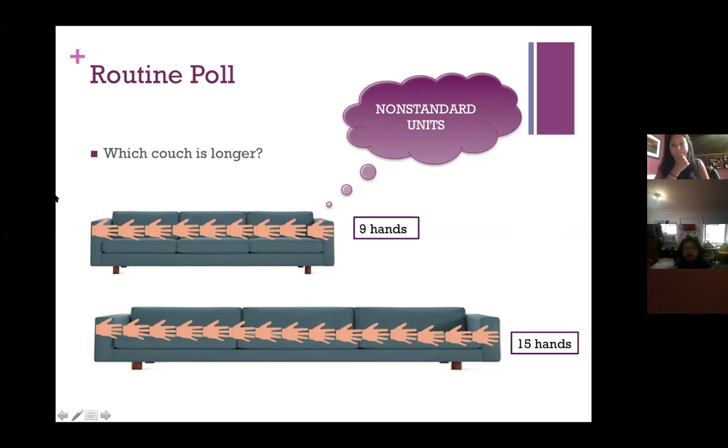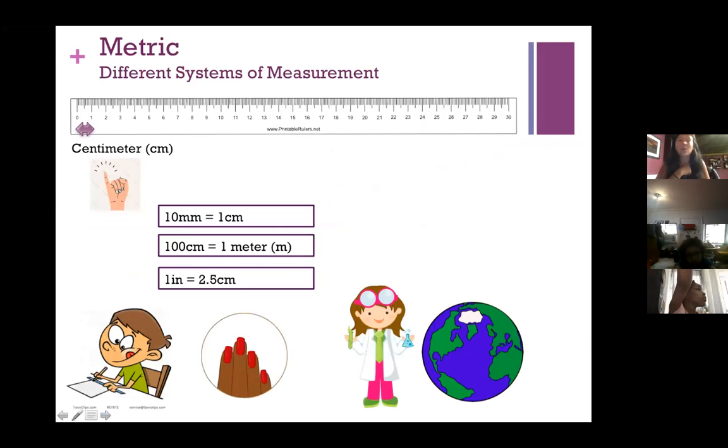So if you have smaller hands than others, the problem with non-standard measuring, non-standard units, is the same hand and the same person needs to do all of the measuring. So it's accurate if I'm doing it all, but if I ask Dylan to sub in because I want to eat lunch, the measurement changes. Now here's an introduction to standard measurements.